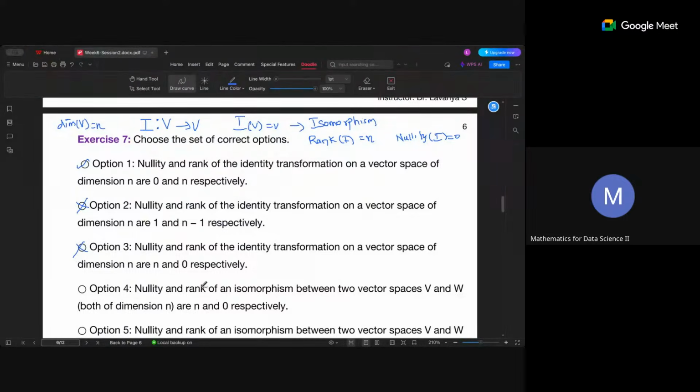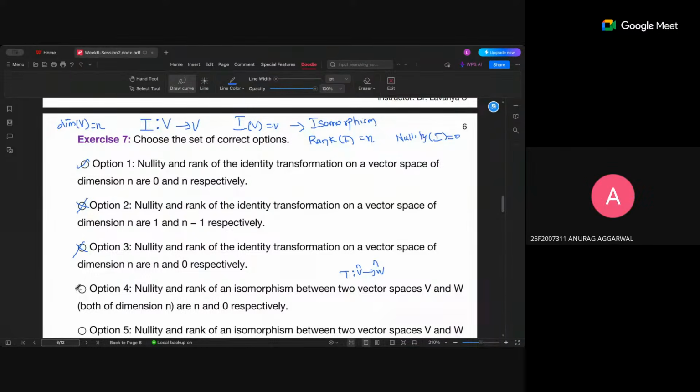Okay. Nullity and rank of an isomorphism between two vector spaces V and W, both of dimension n. Now we are considering any isomorphism between V and W, both having dimension n. Now the rank and nullity, they are n and 0. Is that correct? Nullity is n and rank is 0. Is it possible? No, ma'am.